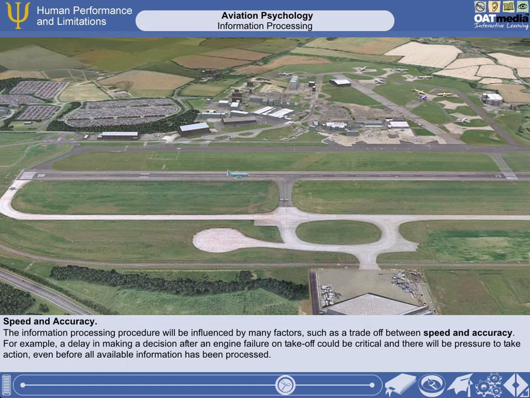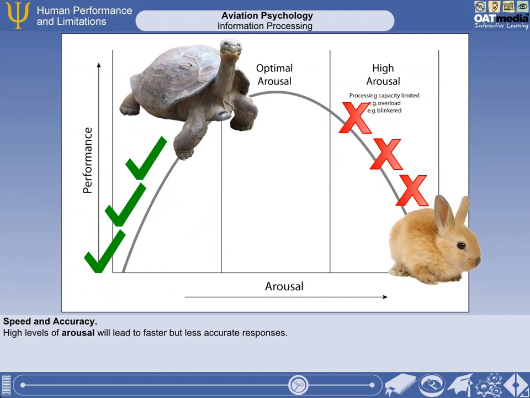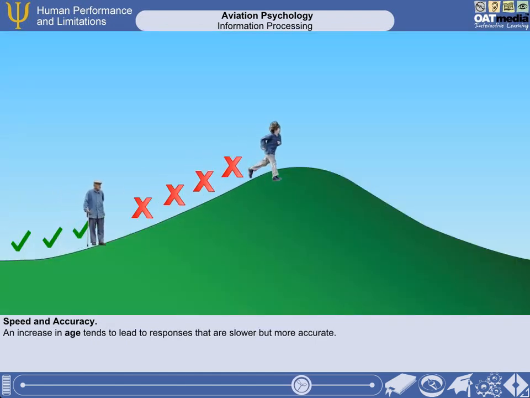The information processing procedure will be influenced by many factors, such as a trade-off between speed and accuracy. For example, a delay in making a decision after an engine failure on takeoff could be critical, and there will be pressure to take action, even before all available information has been processed. High levels of arousal will lead to faster but less accurate responses. An increase in age tends to lead to responses that are slower but more accurate.